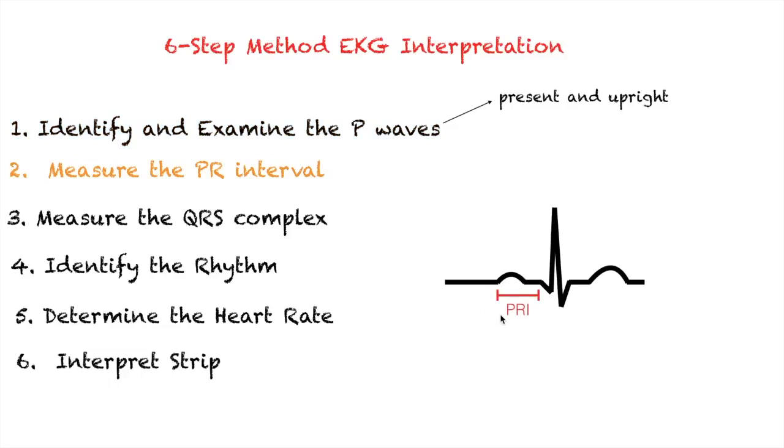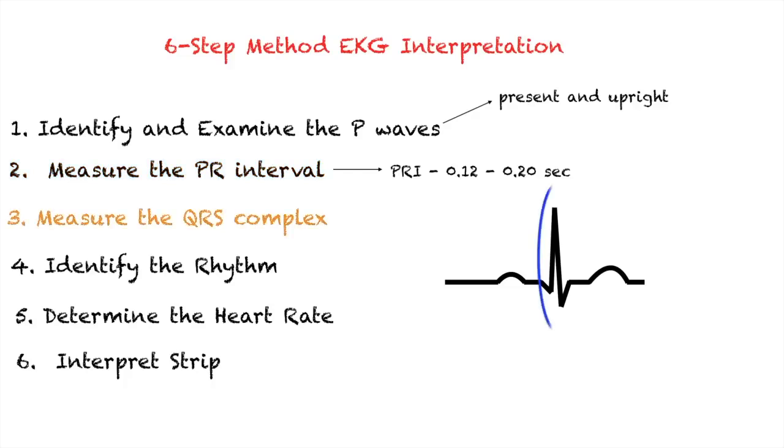Next up, we are going to measure the PR interval. PR interval is the distance between the beginning of the P wave and the beginning of the QRS complex. What we do is we count the number of small boxes in between and multiply it by 0.04 seconds. Our magic number for the PR interval is 0.12 to 0.20 seconds. Anything more than 0.20 seconds could indicate another dysrhythmia such as heart blocks.